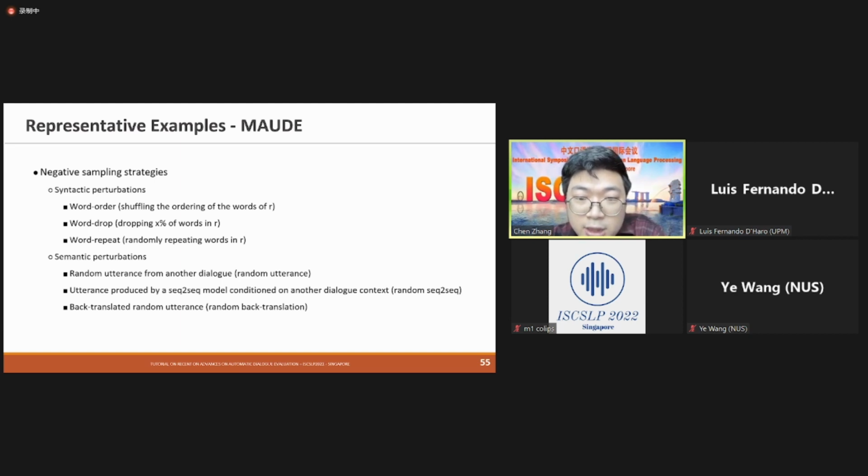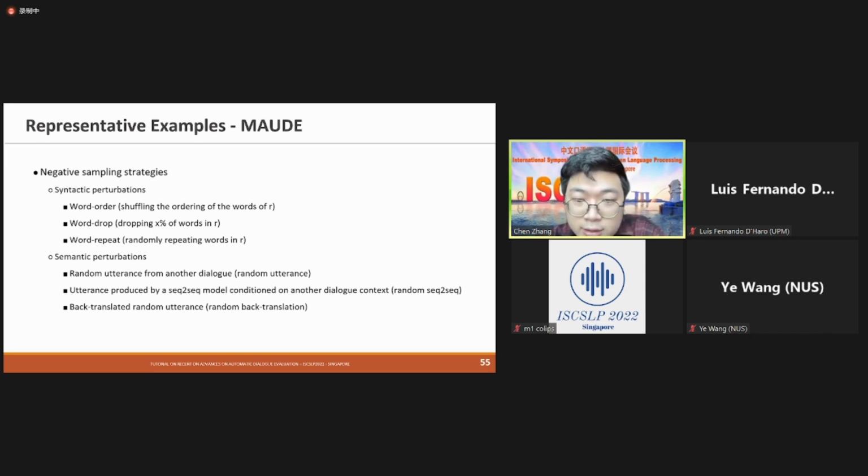For syntactic perturbation, we do text-level manipulations of the current response, so it is within-sentence perturbation. For example, word order: we shuffle the ordering of the words of the response. Or word drop: we randomly drop X% of the words in the response, such as 15% to 20%. Then we also do a word repeat operation, where we randomly repeat a span of words in the response. In this way, we create a set of different negative samples with respect to the original human-written response.